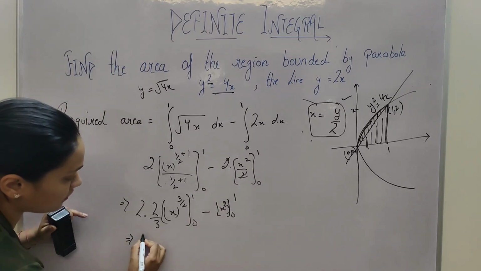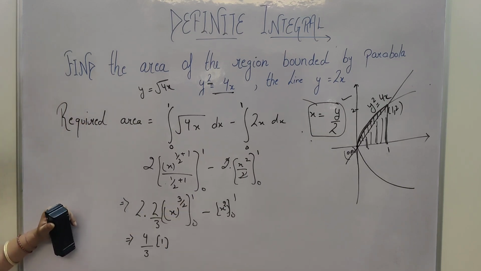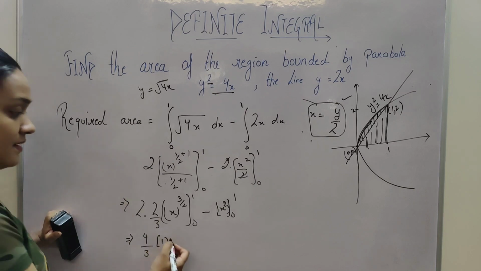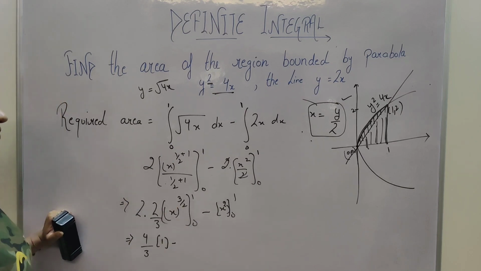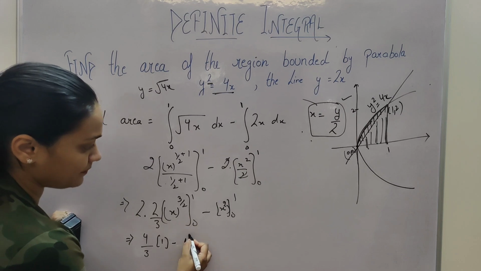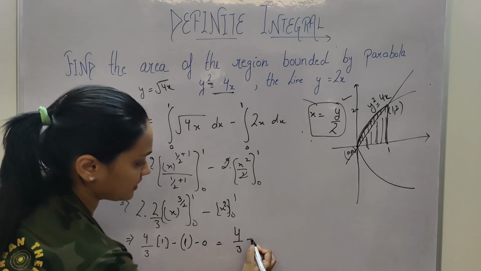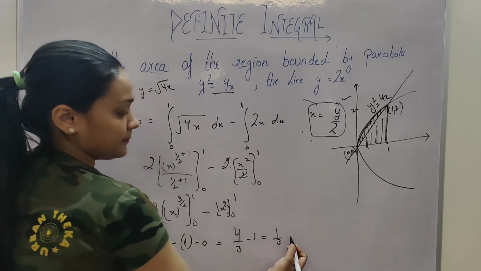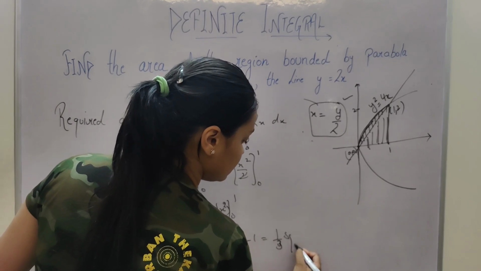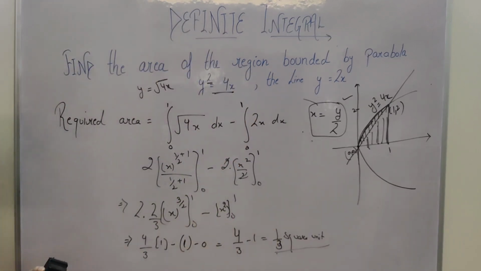Here comes 4 upon 3, 1. 1 power 3 upon 2 comes 1, minus 0 is the power, everything goes 0. 0 something power is 0, minus x is 1, minus 0. 4 upon 3 minus 1 is equals to 1 upon 3 square unit is the answer of this question.